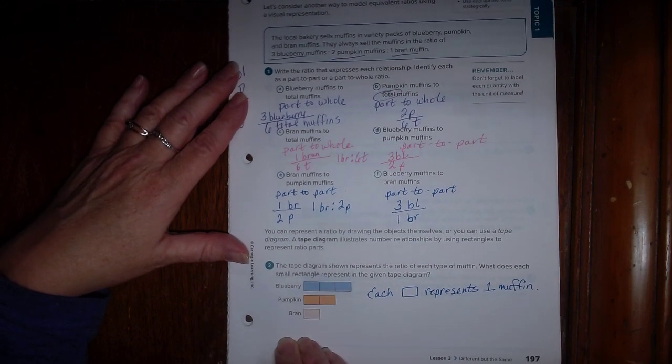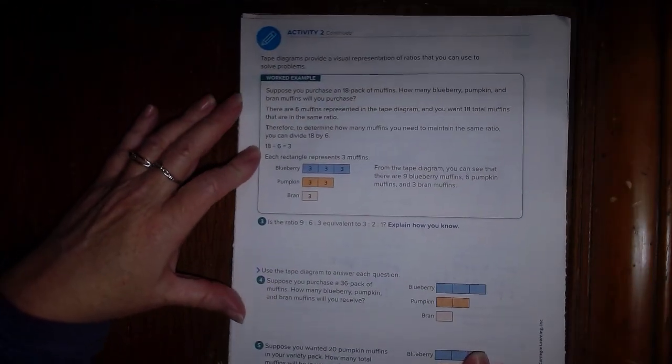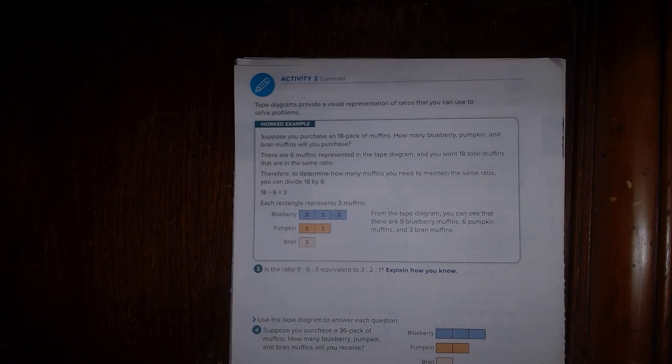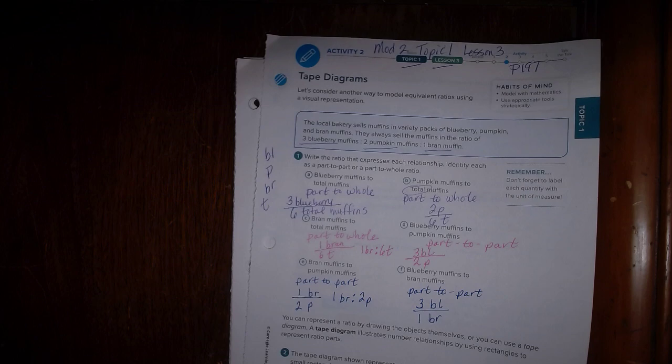Pause if you need to. I'm going to flip over to 198. Continuing with Activity 2. The tape diagrams provide a visual representation of ratios that you can use to solve problems. In this worked example, suppose you purchase an 18-pack of muffins. How many blueberry, pumpkin, and bran muffins will you purchase? There are 6 muffins represented in the tape diagram, and you want 18 total muffins in the same ratio. So we're using the same information here.